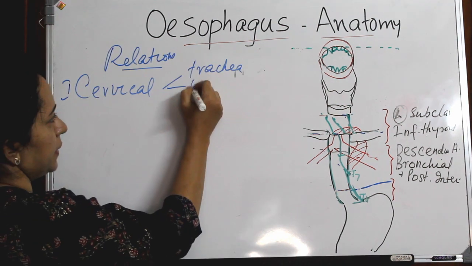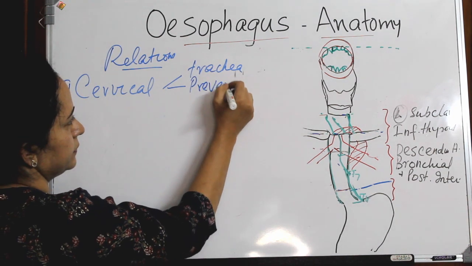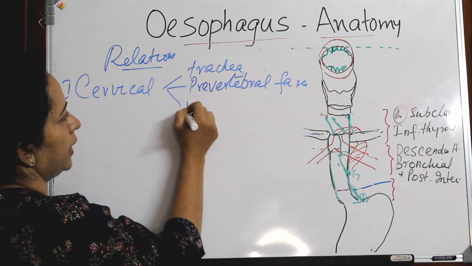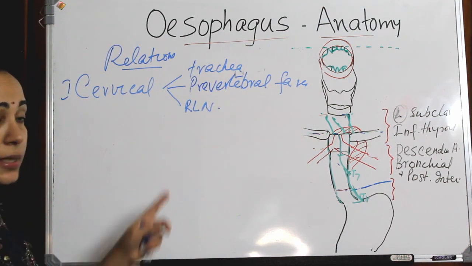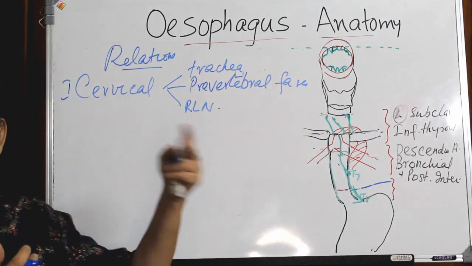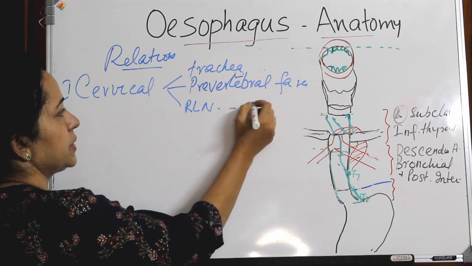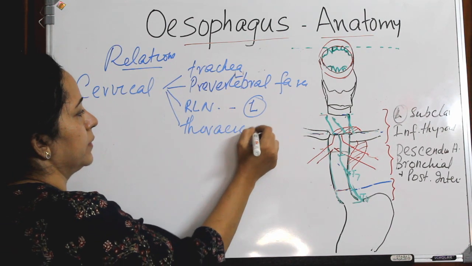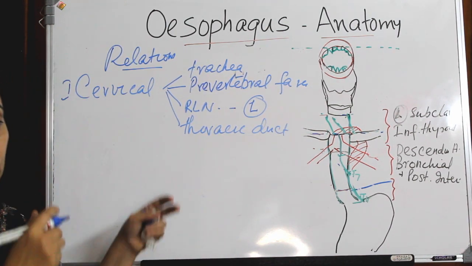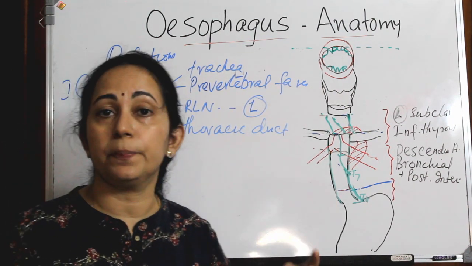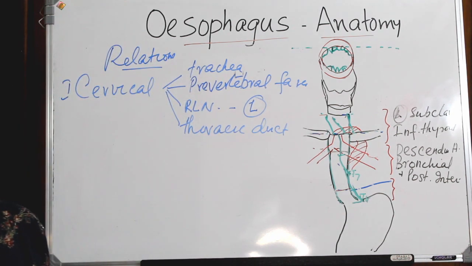Okay, so one is the prevertebral fascia, that is posteriorly. Then what? Recurrent laryngeal nerve. This recurrent laryngeal nerve runs in the tracheoesophageal groove and it is very close on the left side. So you should be very careful, especially on the left side. And also the thoracic duct crosses it on the left side. And this thoracic duct at this part is connected to Pirogov's angle. So you should be very careful during cervical esophagectomy.